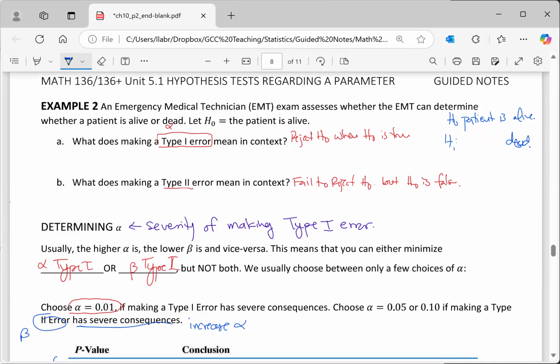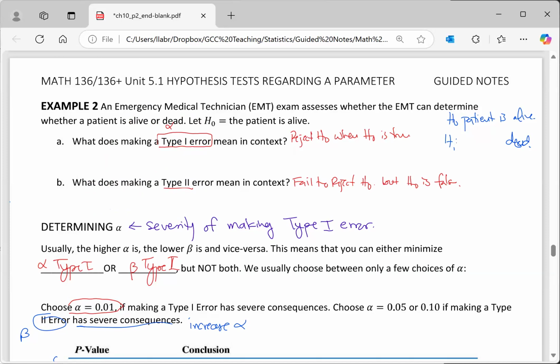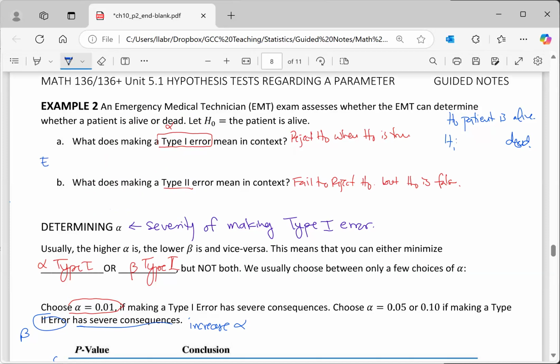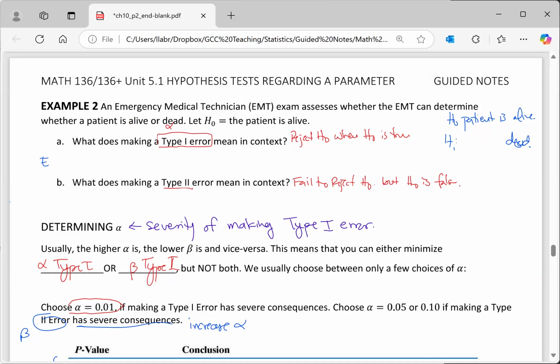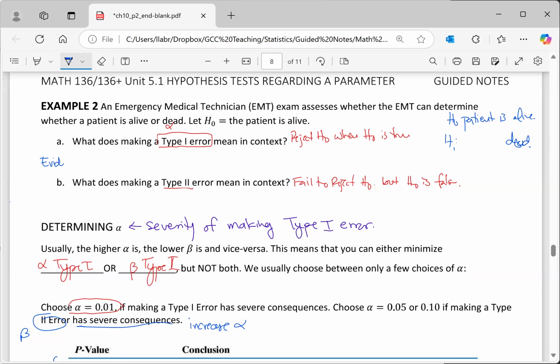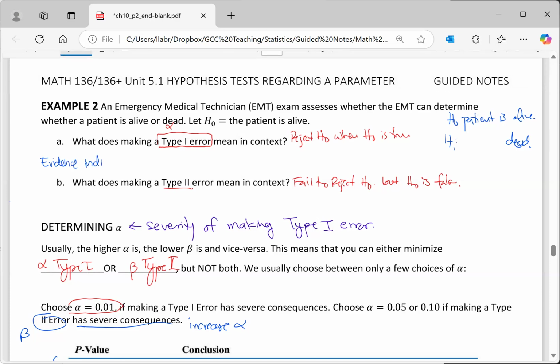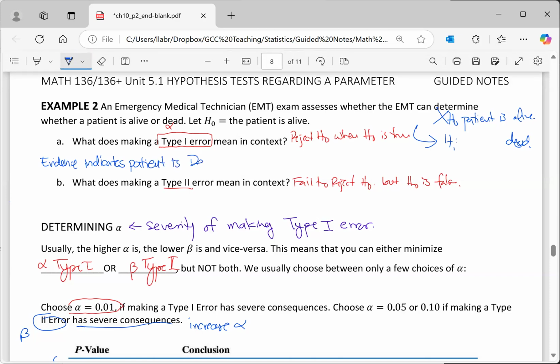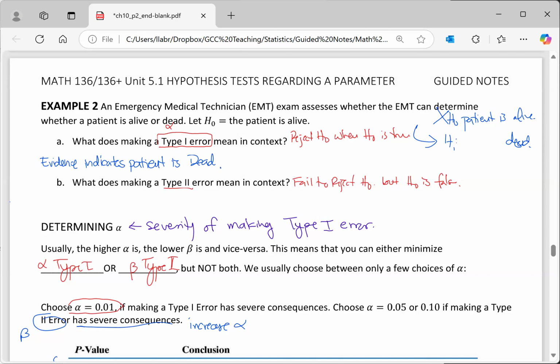All right, so in context, what does that mean? Reject H0, so this is the EMT, right? What I mean is that they inspect the body, the individual, maybe look for a pulse, look for other activity. I'm not an EMT, but we're going to say that the evidence indicates or supports, they reject H0. So they reach the conclusion that the patient is dead. However, we know that in reality, the patient is alive.